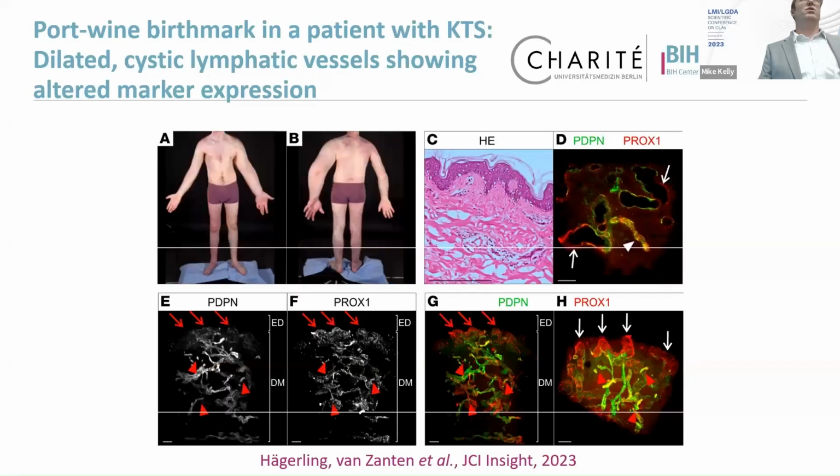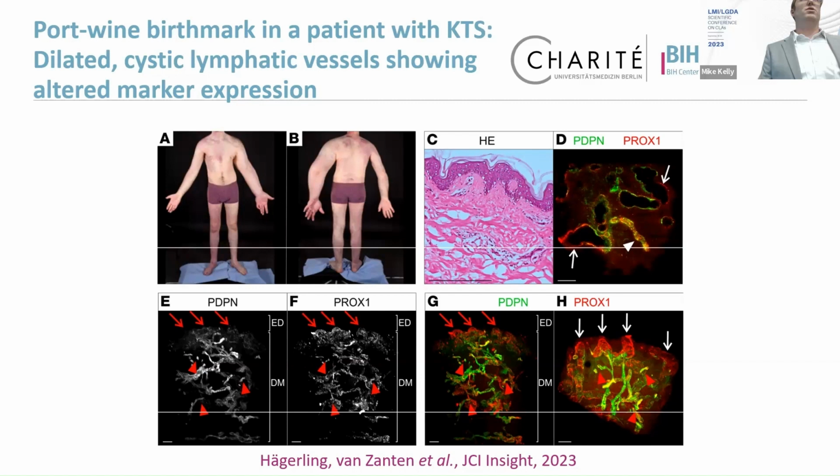These are some additional stainings from our recent publication. We had some port wine birthmarks in a patient with Klippel-Trenaunay, for example. And what did we find? As you can see in D, we found dilated lymphatic vessels, which are filled with erythrocytes. Because if you do dermatoscopy of the patient, you see these red structures, but they look more or less like lymphatics, not like blood vessels. Using this approach, we could confirm that these are lymphatic structures which are filled with erythrocytes.